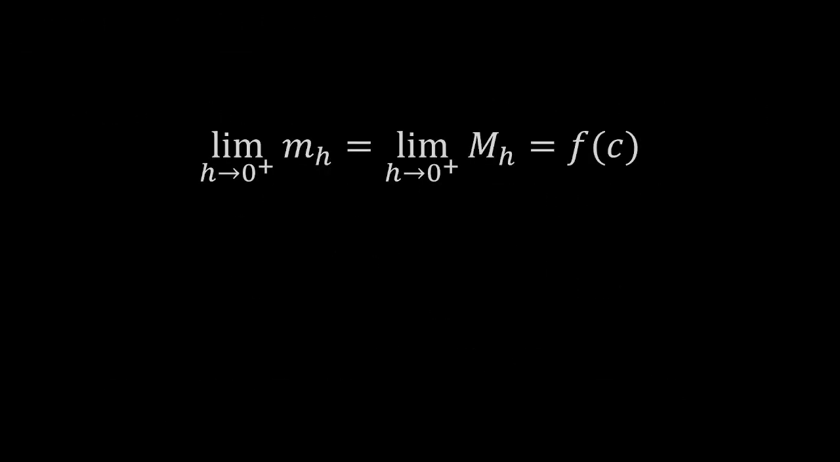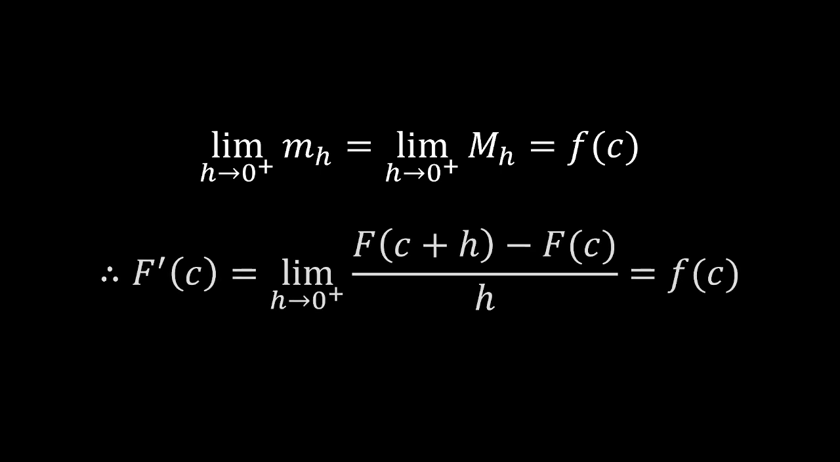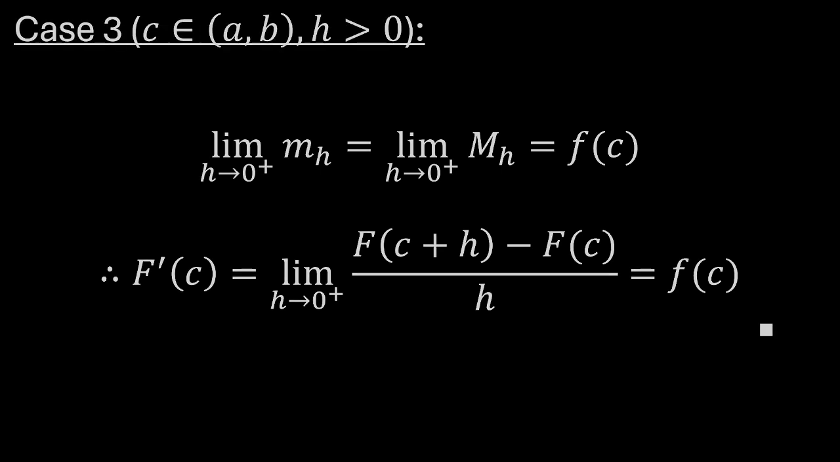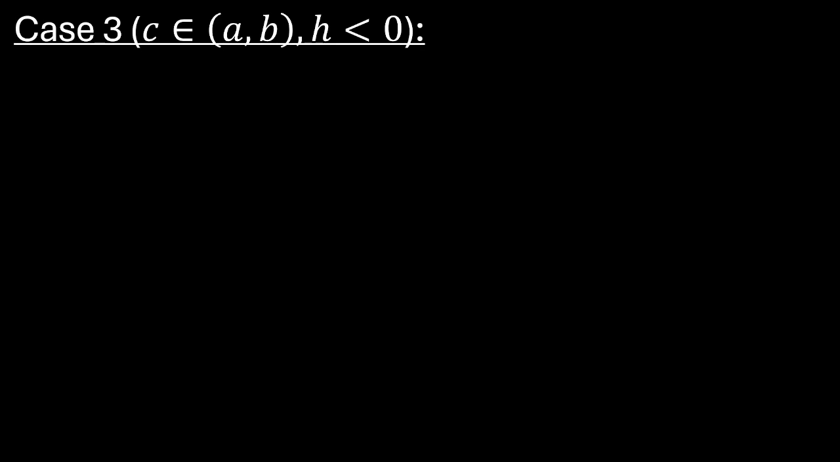And we, of course, recall that the limit as h approaches 0 from the right of lower mh is equal to the limit as h approaches 0 from the right of capital mh, which is equal to f(c). Giving us that the derivative of F(c) from the right is equal to lower f(c). So that's that part done. So now let's look at when h is less than 0.